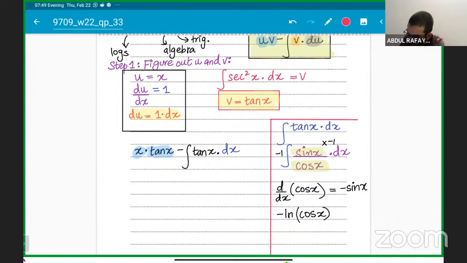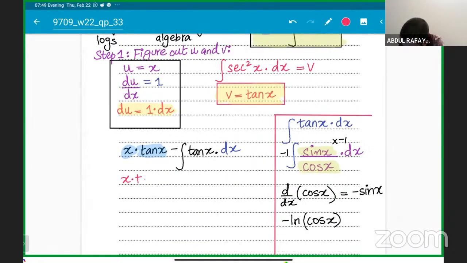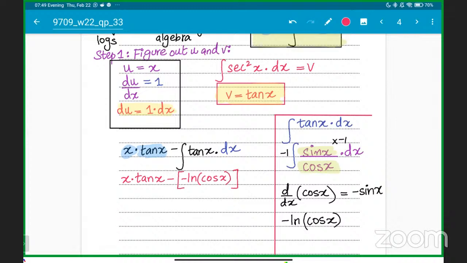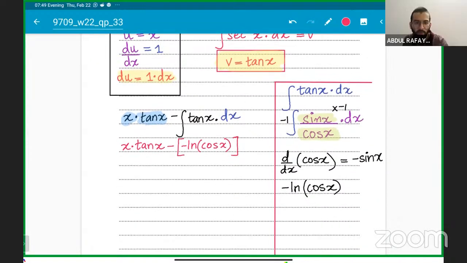So here we go, students. It will be x times tan x minus, and minus ln times cos x. Is everyone with me? Everyone getting it?